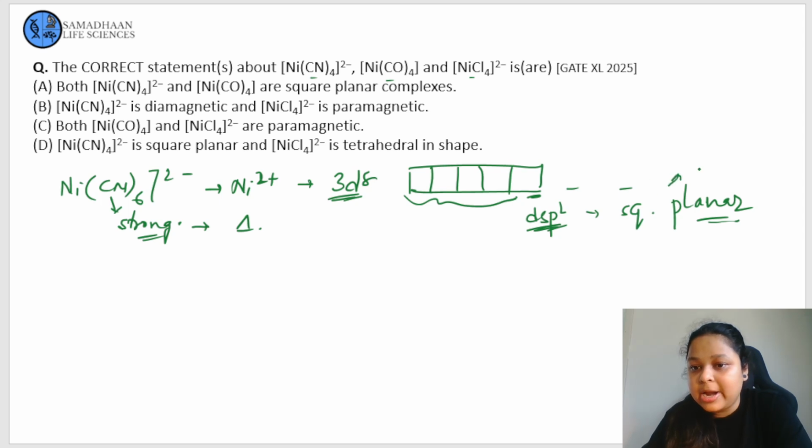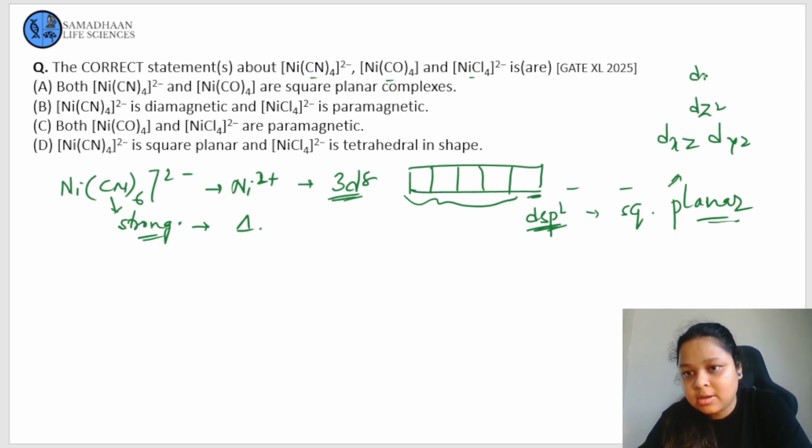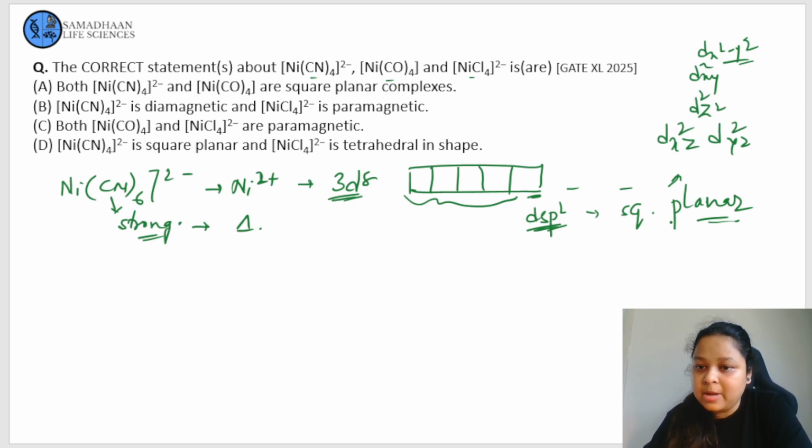Now this square planar has the orbitals like xz, yz, and then dz square, and x square minus y square, right? So 8 electrons, 2, 4, 6, 8, all paired up. That means this is a diamagnetic complex. Now we have the geometry and magnetism both, right?